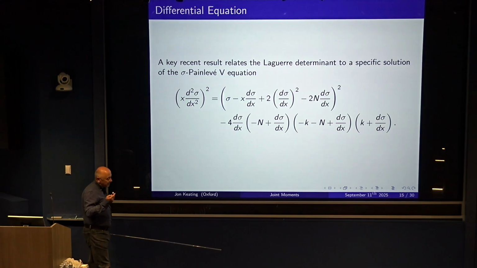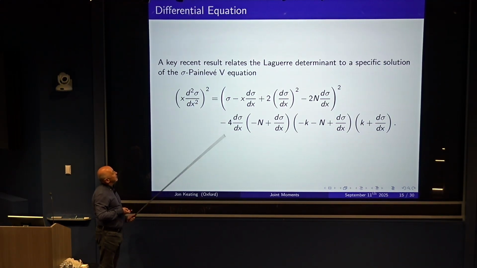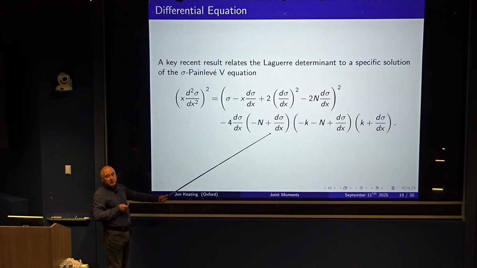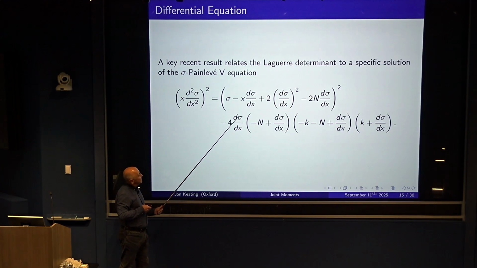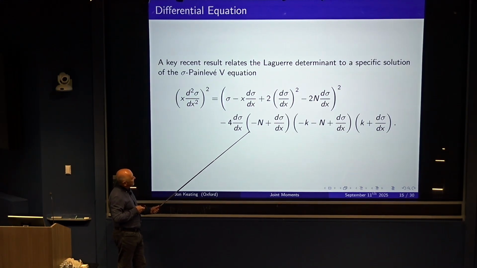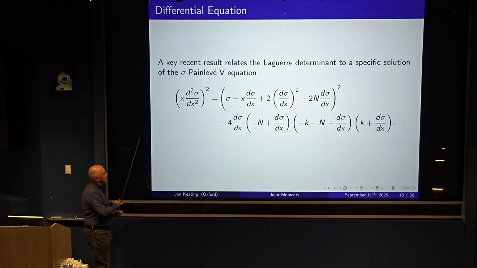So the story I want to tell you is that we now understand that the determinant of Laguerre polynomials is exactly a solution of this differential equation. This is what's called the sigma form of Painlevé 5. It's a second-order, nonlinear ordinary differential equation, and there it is. You see the various parameters that I need. N is in there, sigma's in there. I'll tell you what all these terms are in a minute.